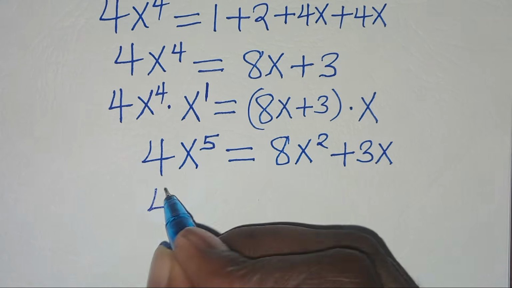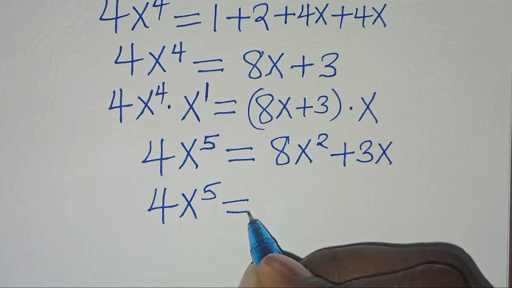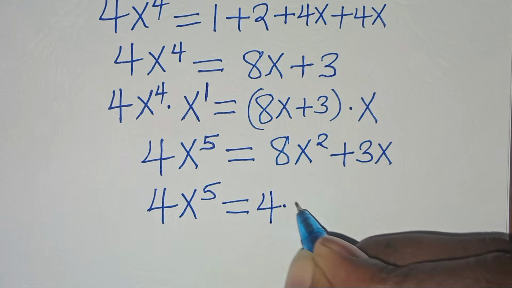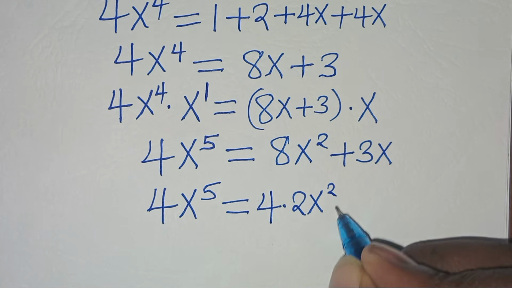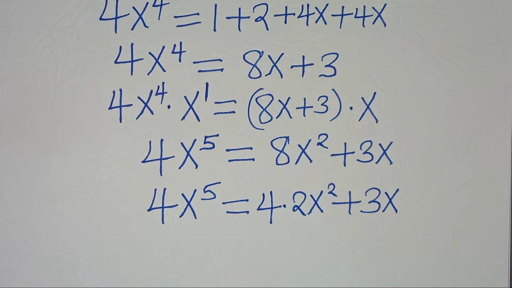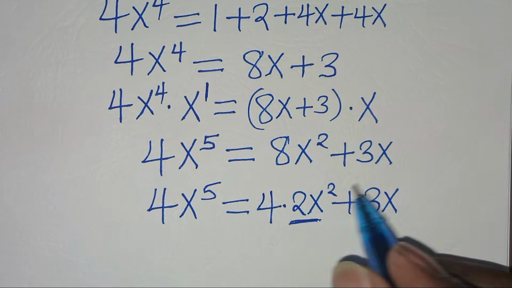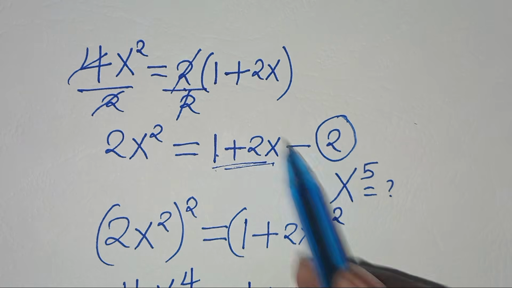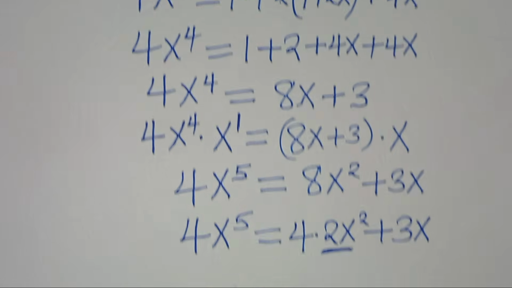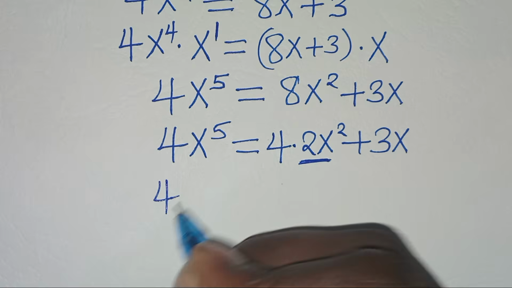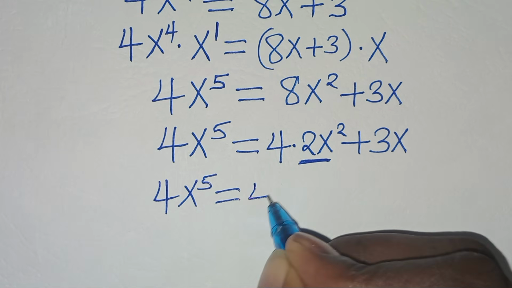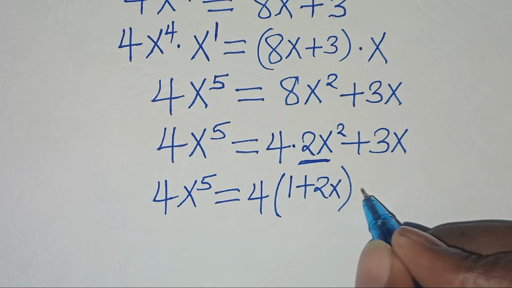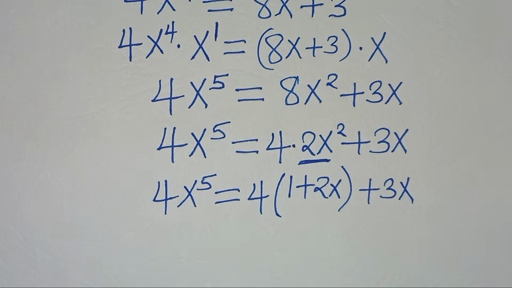The next step, we have 4x^5. This is equal to, we can express 8x^2 as 4 multiplied by 2x^2, then plus 3x. We have that 2x^2, this is what we have in equation 2, which is the same thing as 1 plus 2x. So let's substitute this. So 4x^5 is equal to 4 multiplied by (1 plus 2x), then plus 3x.